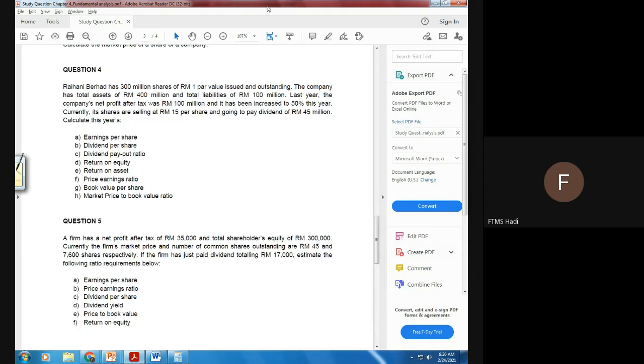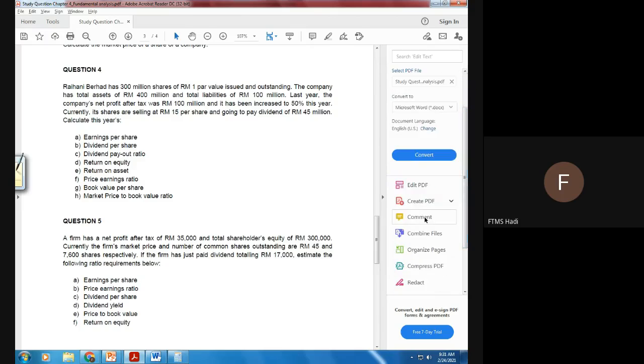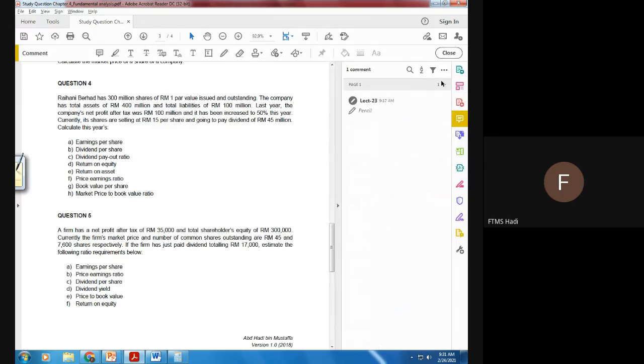Okay, so let's have a look at question 4. Rahani Berhad has 300 million shares outstanding, that means 300 million units of shares with 1 ringgit par value. The company has total assets of 400 million and total liabilities of 100 million ringgit. Last year, the company's net profit after tax was 100 million and it has increased by 50% this year. Currently, the shares are selling at 15 ringgit per share and the company is going to pay a dividend of 45 million. Okay, before we answer that question, there is one critical evaluation that you have to make, because without this, some students struggle to answer. Have a look at this one. There are two different pieces of information.